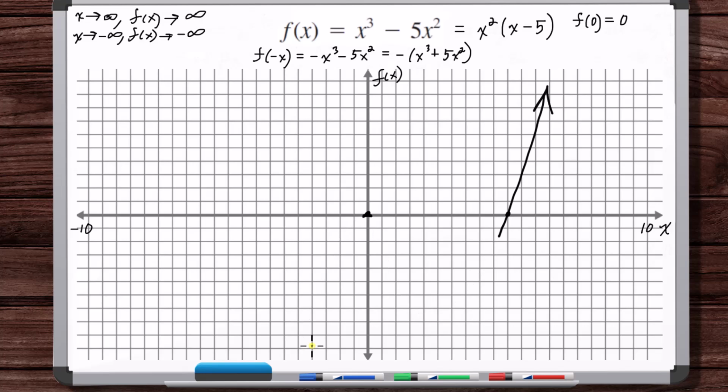So that's what we're going to do. One way you can go about this is you can just plug in some easy points. For example, f of 1 is 1 minus 5, which is minus 4. F of minus 1 is minus 1 minus 5, which is minus 6. That's easy.